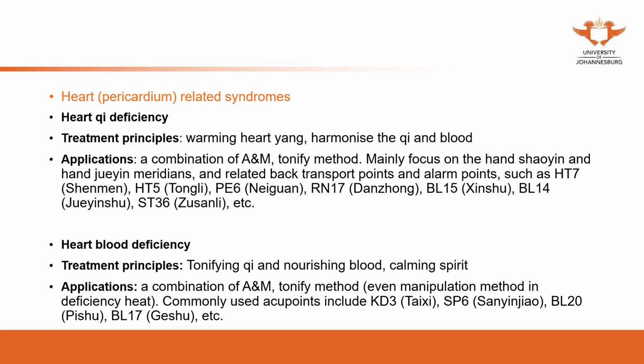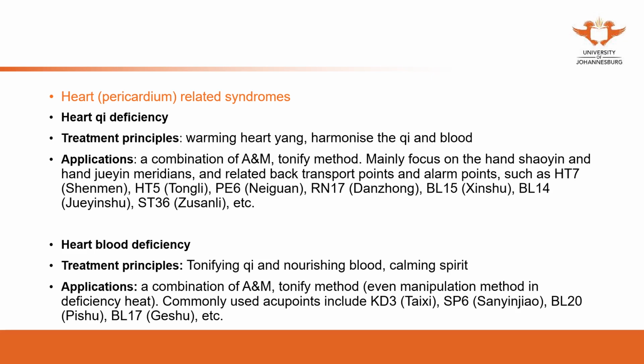Bladder 20, Pishu, is the back shu point for the spleen. The blood, where does the blood come from? We always say the middle jiao receives the qi. The qi is transported to the heart and transformed into the red color. The middle jiao is very important. It's where the source of the qi comes from. So that's why we will use bladder 20, Pishu, to strengthen the spleen function in order to assist the heart.